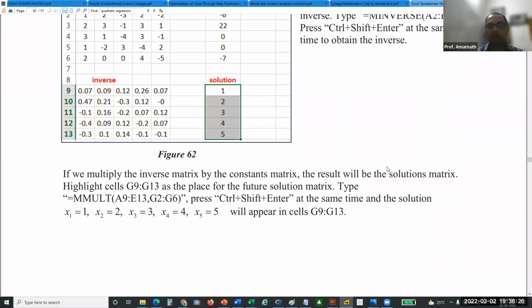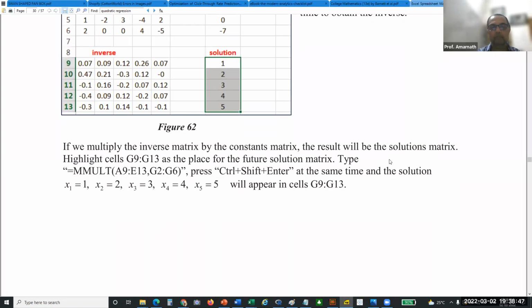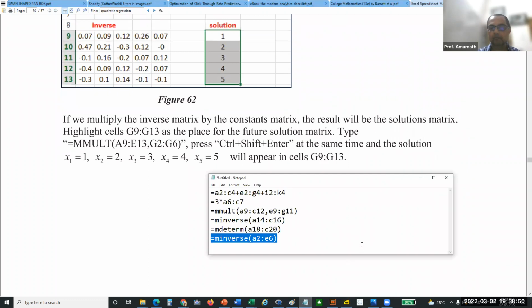If you multiply the inverse matrix by the constant matrix, the result will be the solution matrix. So that's what we will get. So highlight cells G9 to G13. Okay. M mult A9 to E13, comma G2 to G6.